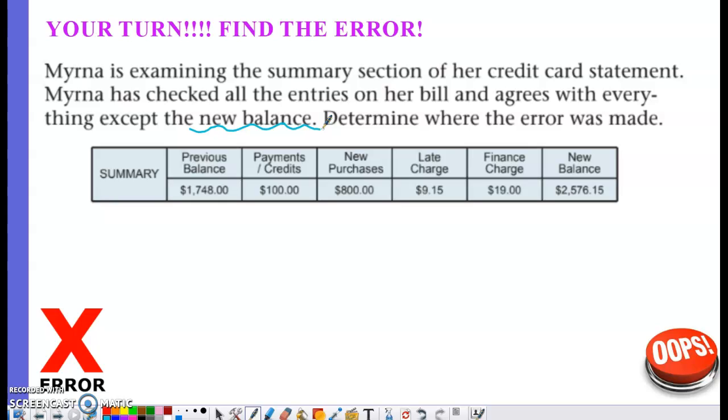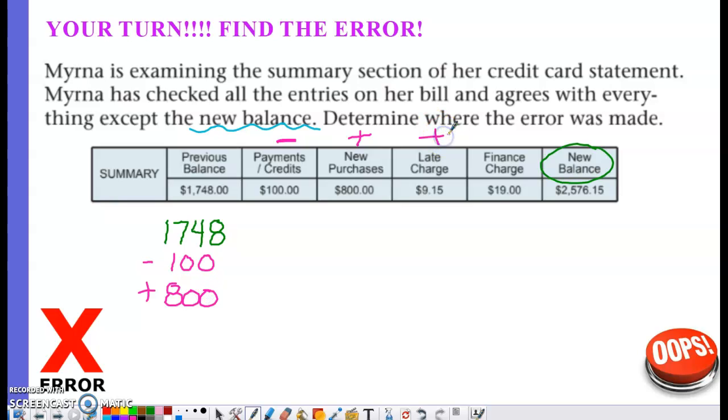So we got to check why that new balance is incorrect. So what I'm going to do is I'm just going to calculate the new balance and see if I can figure out what went wrong with that. So what we're going to do, just like that last example, we're going to take that $1,748, the previous balance. Since we made payments and credits, those we're going to subtract from this. We're going to subtract 100. We have new purchases of 800, so we're going to add those.